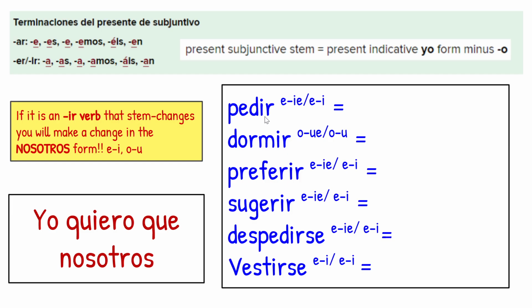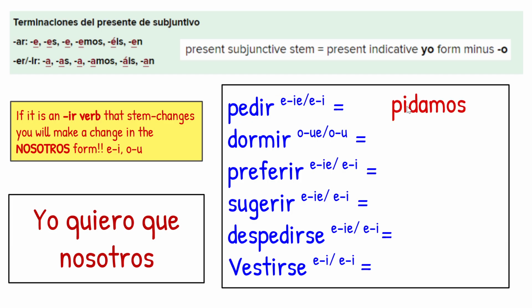I know this is an IR verb, so I'm going to be looking down at this right here. I know that all of these are going to be in nosotros because I purposefully chose it so we could do that stem change in nosotros. So they're all going to end in amos, but now this E is going to change to an I. This O is going to change to a U. This E is going to change to an I, and so on. Pedir becomes, yo quiero que nosotros pidamos.